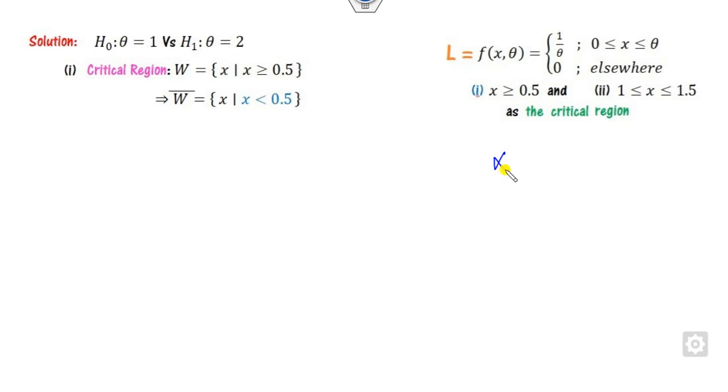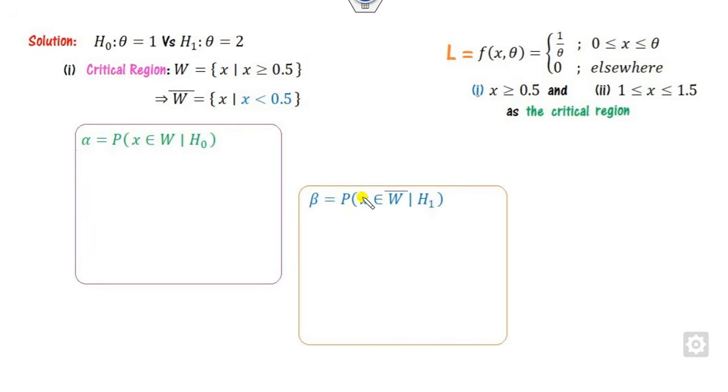Now our target is to find the value of alpha and the value of beta, so we can apply the definitions of alpha and beta. I can substitute the value here: X belongs to W, like say X is greater than 0.5, given H0. H0 is theta equals 1. Now you can see how you can solve that. This is the integration of L. What is L? It is 1 by theta, so I can write this value as 1 by theta.